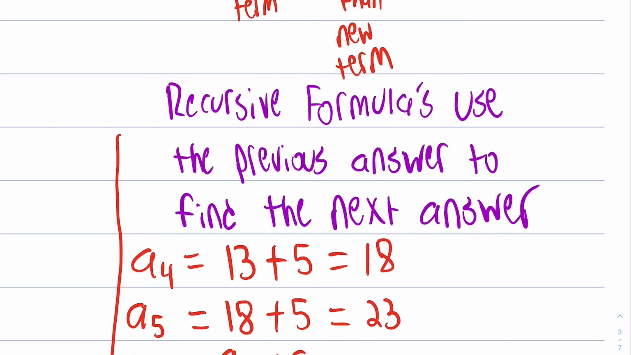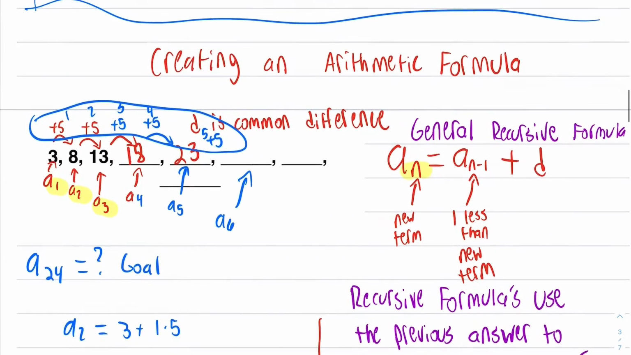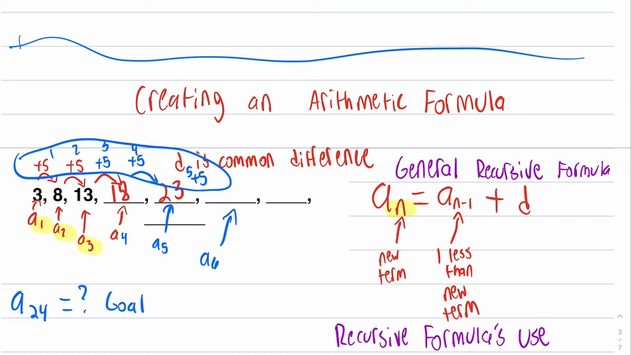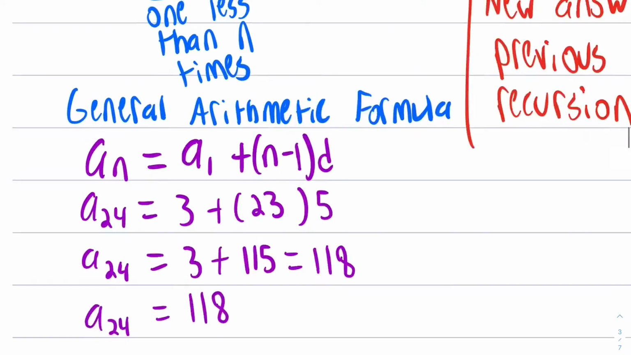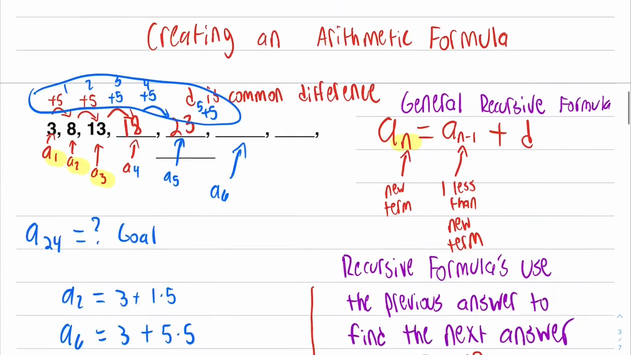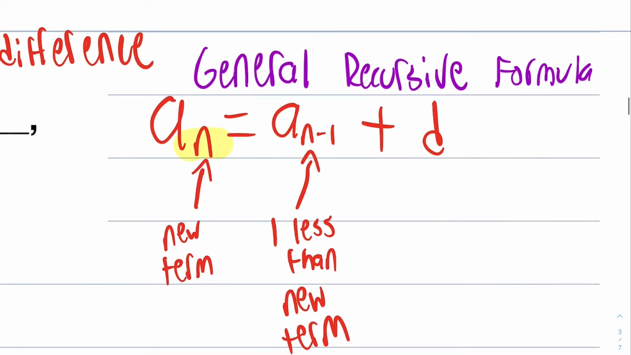The only difference was that recursive formulas are written so that the previous answer is used to find the next answer. But arithmetic sequences just need the common difference, and then you add things back on. The formula for an arithmetic sequence is this right here. The new term will be equal to the first term plus n minus 1 times the common difference. And for a recursive formula, the next term is equal to whatever came right before it plus the common difference.